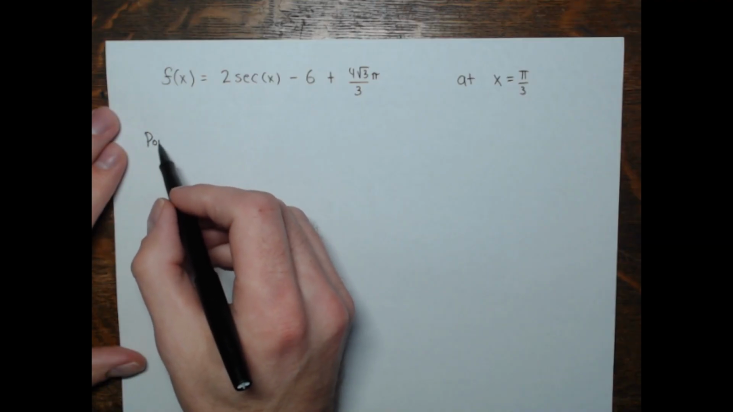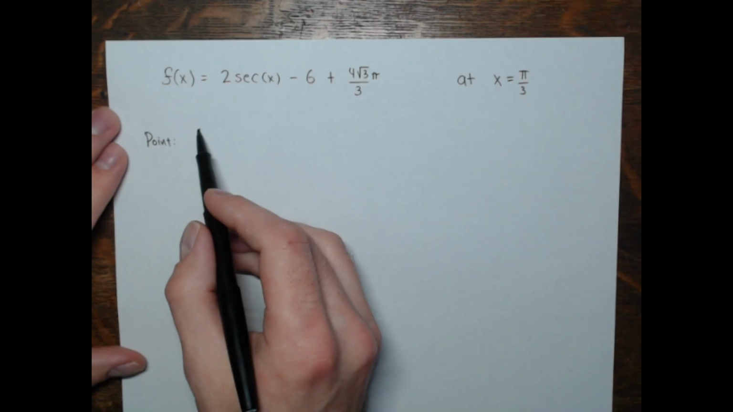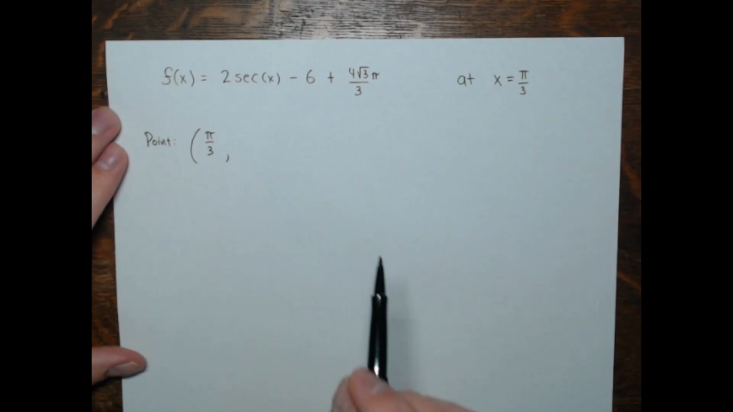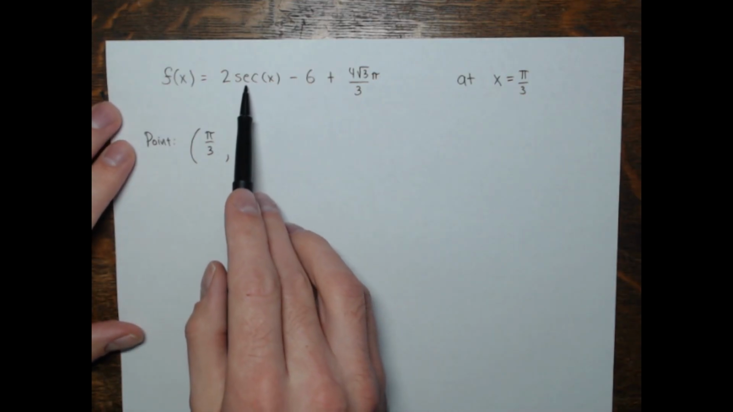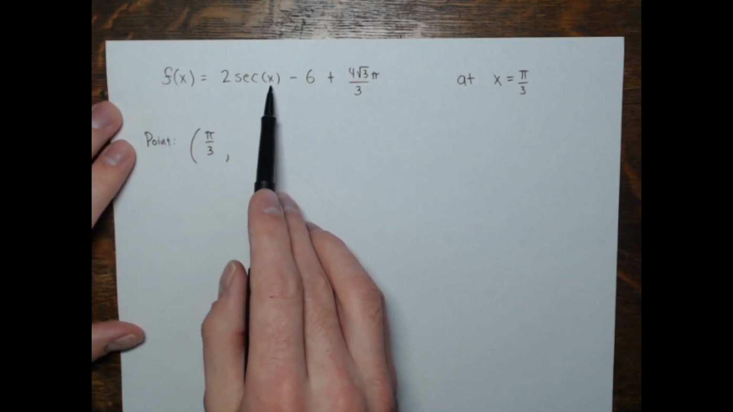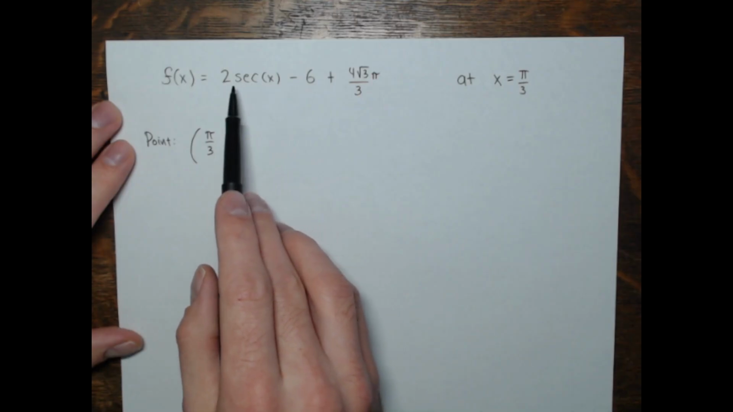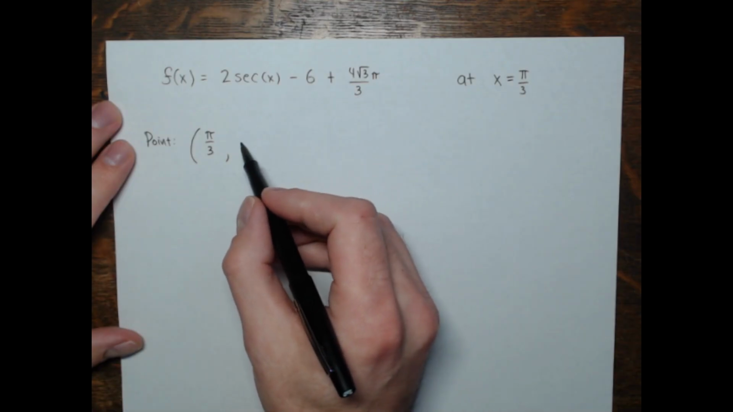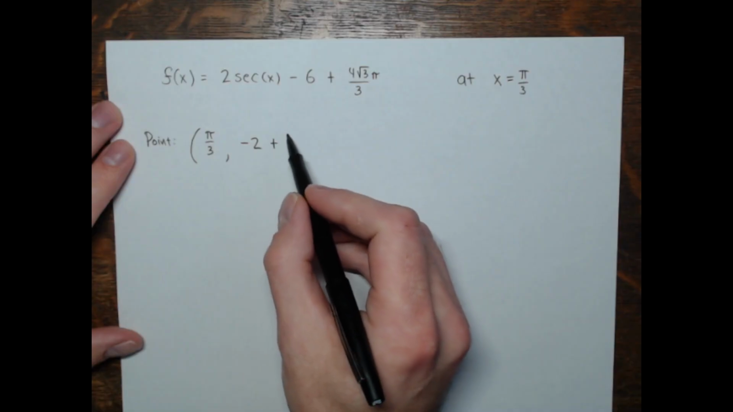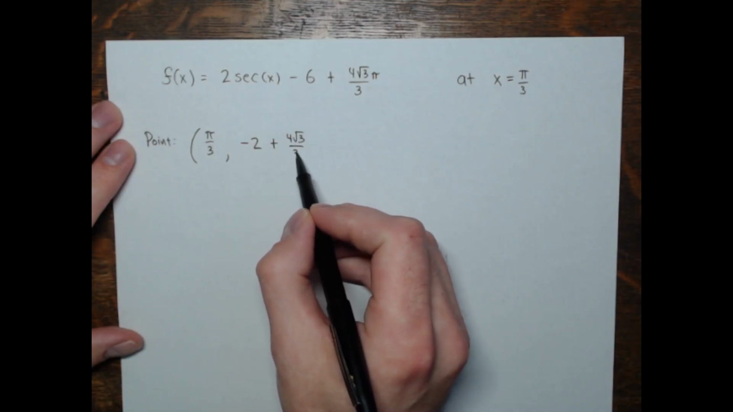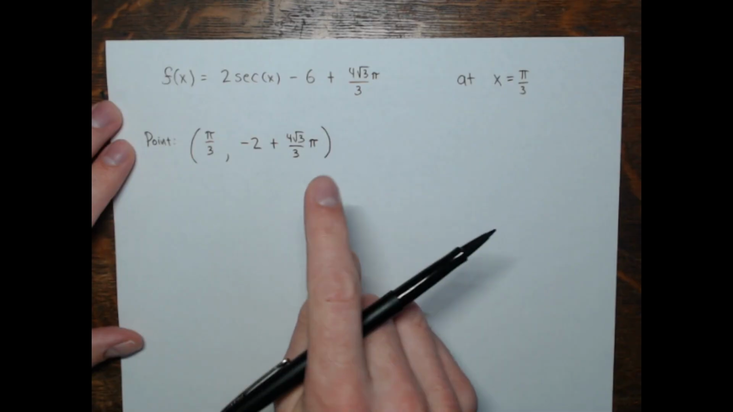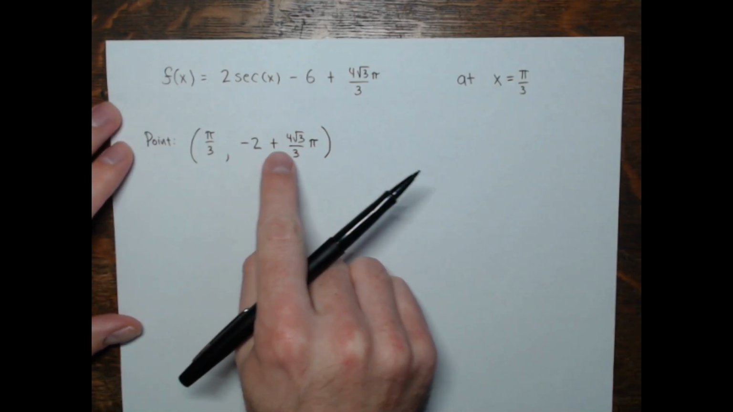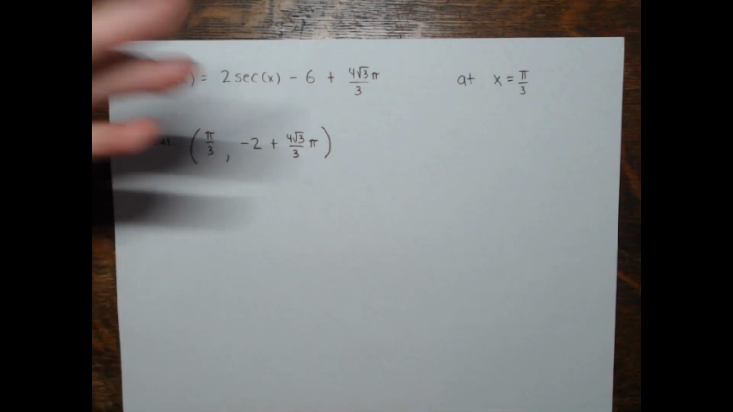So again, to write the equation of the tangent line, the point has this x coordinate, pi over 3, and then the y coordinate. Now, I've already mentioned the secant of pi over 3 is 2. So this is 2 times 2, this is 4. 4 minus 6 is negative 2. So we have negative 2 plus this 4 root 3 over 3 times pi for the y coordinate. Or you could write 4 root 3 over 3 pi first and then minus 2 after, but you know that's the y coordinate.